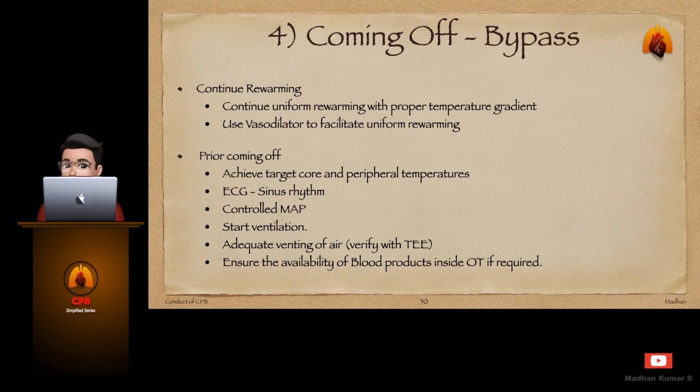Now we have to get ready for coming off bypass stage. Continue uniform rewarming with proper temperature gradient. Use vasodilators to facilitate it. Achieve target core and peripheral temperatures. Make sure ECG is in sinus rhythm. If not, use pacemaker. Adequate mean arterial pressure should be maintained. Start ventilation. Adequate venting of air should be done. Ensure the availability of blood products inside the OT if required.